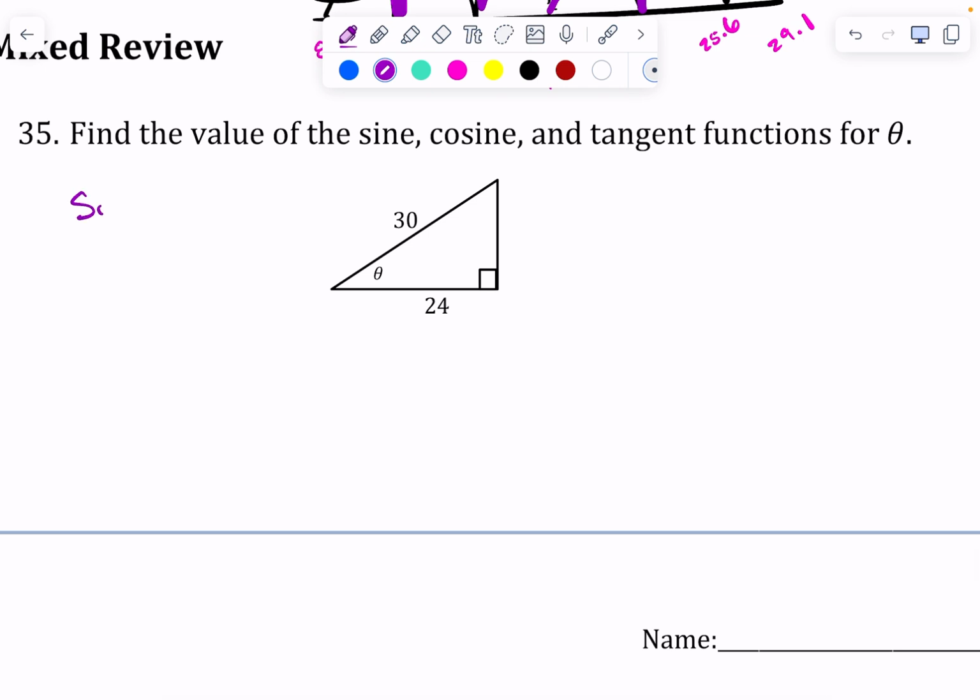Find the value of sine and cosine and tangent. This is all new stuff, but this is easy. We want sine of theta and cosine of theta and tangent of theta, and all I need to do is write the fractions. Call it x then, I don't care. It's just whatever it's named.